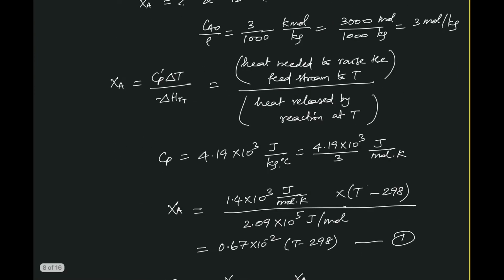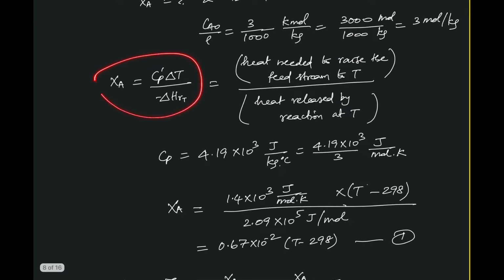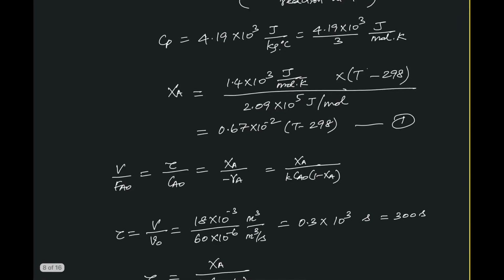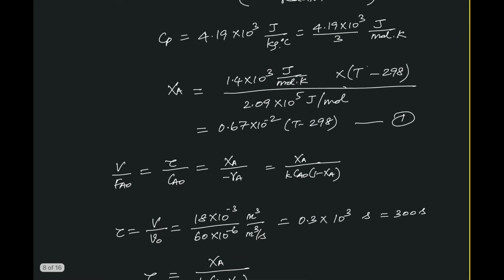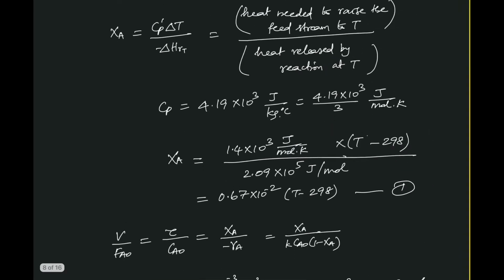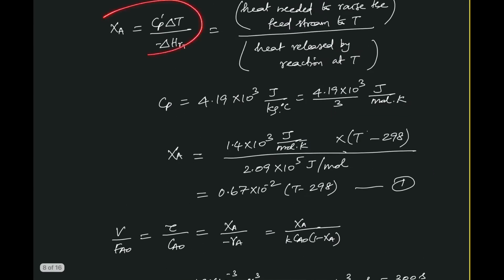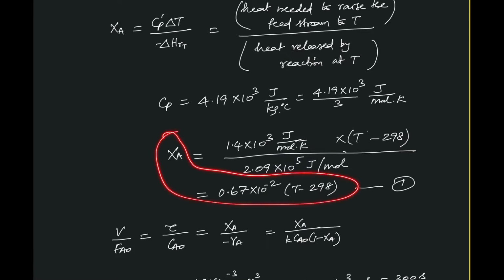So this is coming from this: heat released per mole of A getting converted equals heat needed to raise the feed from its inlet temperature to the final temperature T. Okay. So now we have the expression of Xa as a function of T. This is a straight line relation. This is coming from the energy balance.